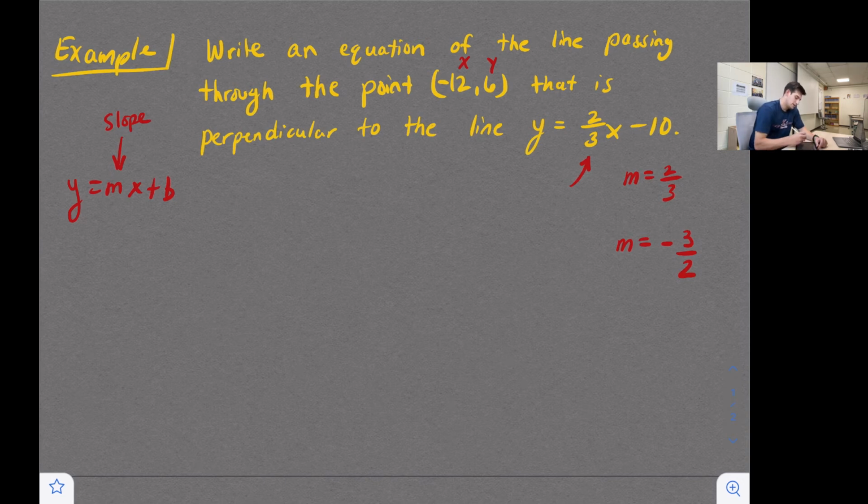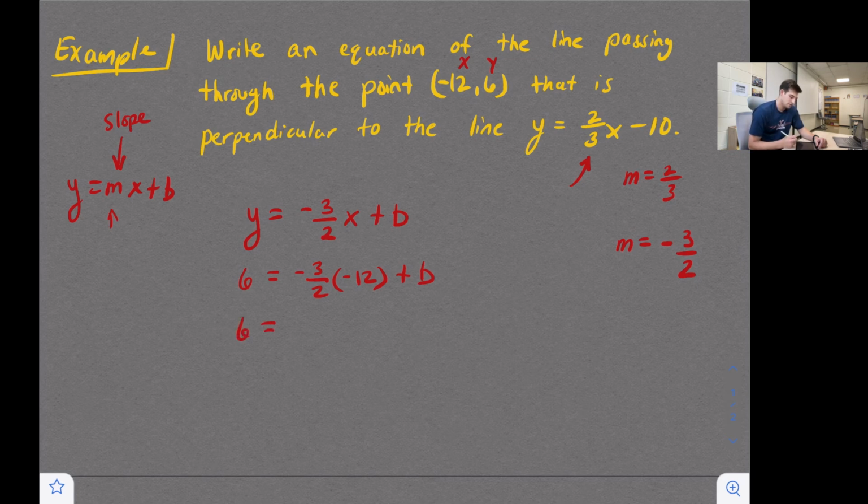And so now we can take that and plug it into our slope-intercept form equation for m. So now we have y = -3/2 x + b. And now we can use our given point that we want the line to pass through, plug the coordinates in for x and y so that we can solve for b, which is our y-intercept. So it says -12 is x and 6 is y. So I'm going to plug 6 for y, and we're going to plug in -12 for x. And now we just have the one variable b, and so we can solve for it.